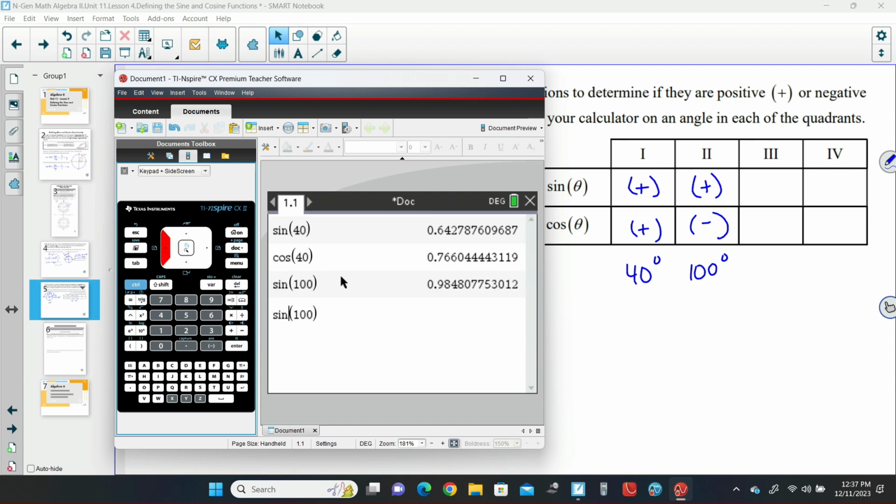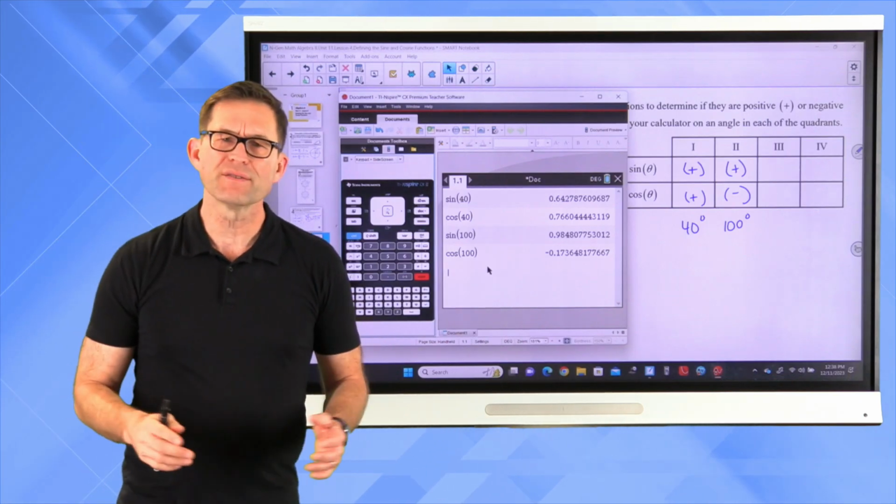And why didn't I just grab cosine? Most inefficient math teacher in the world. And there's the negative.